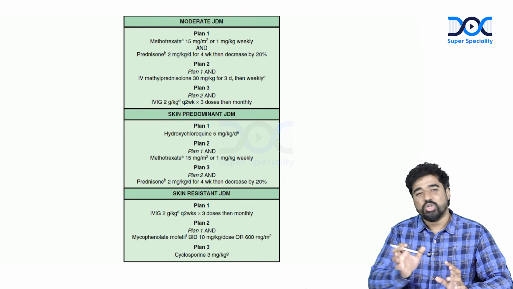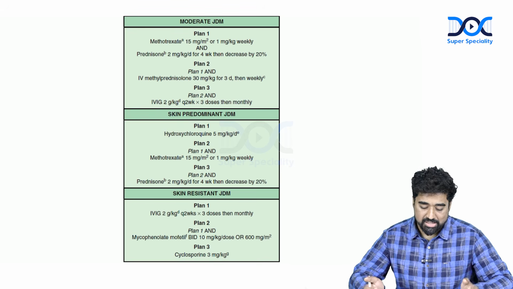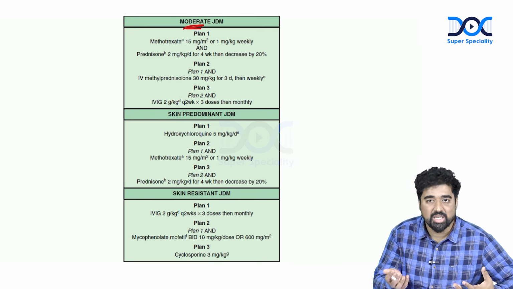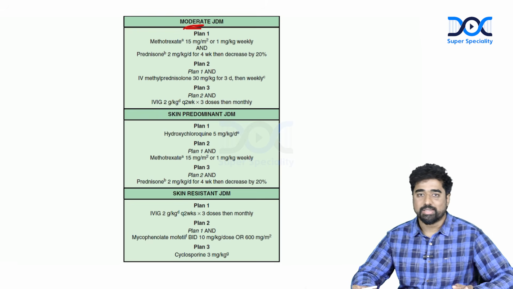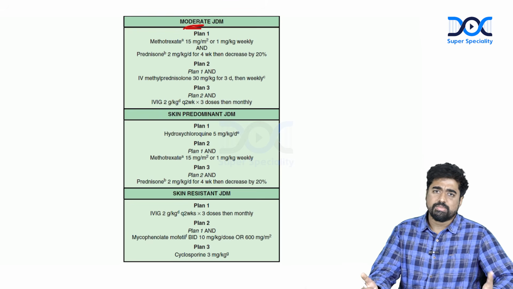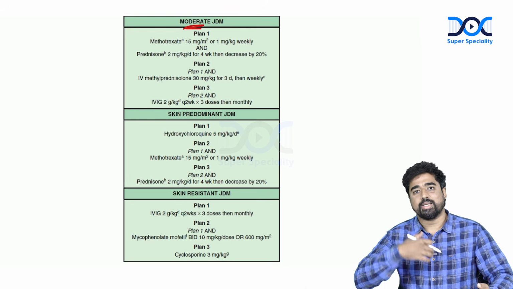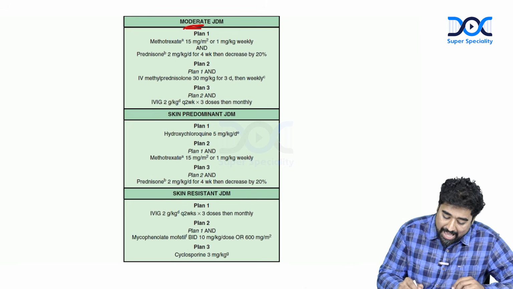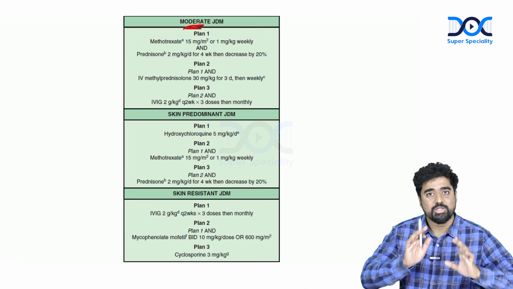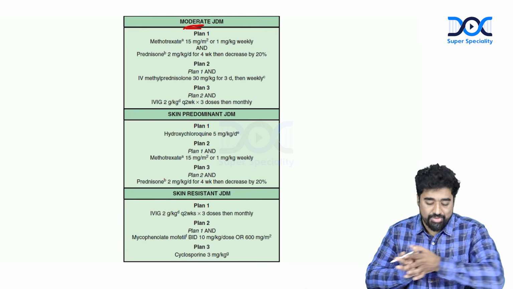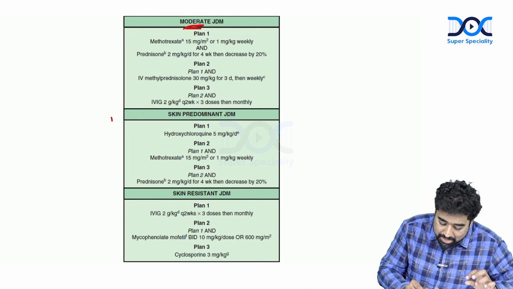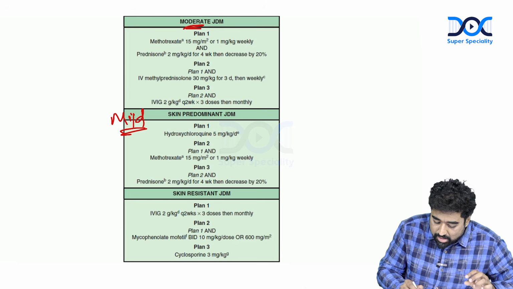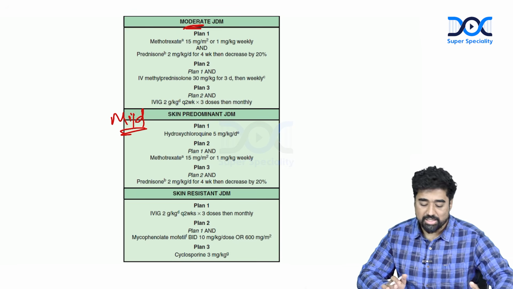I think again, this is also not very much evidence based. It says moderate JDM, do this, but this is according to CARRA guidelines, right? CARRA guidelines are decently valued in rheumatological settings, so you should look at that. So plan one is for moderate JDM. Remember, this is for a moderate JDM, neither very severe, nor very mild like skin predominant disease.